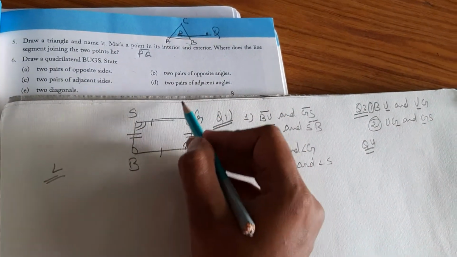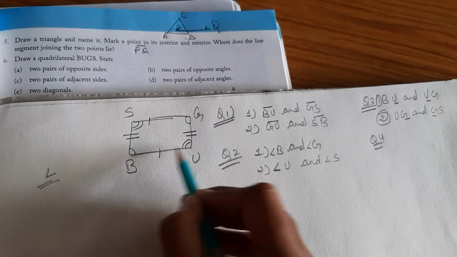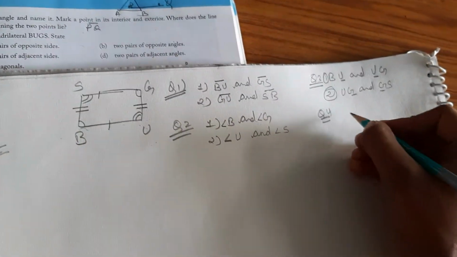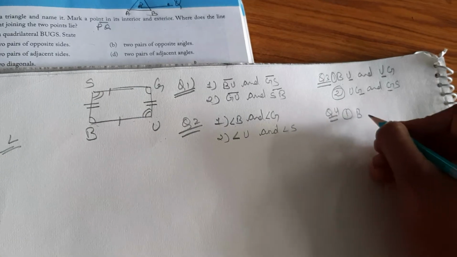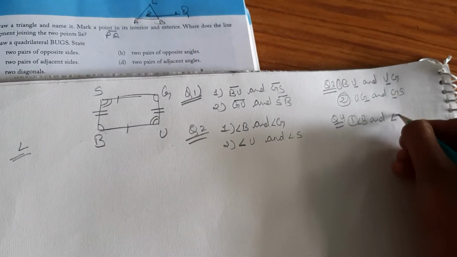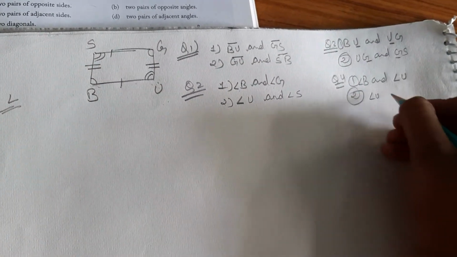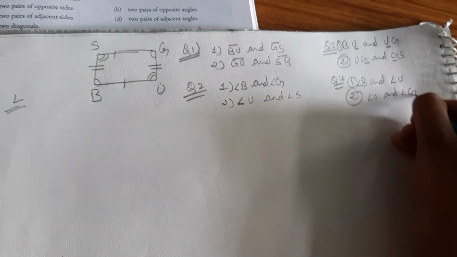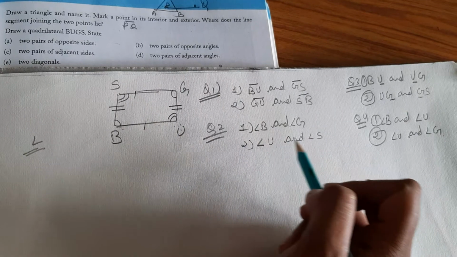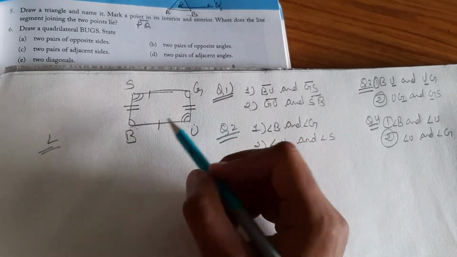Adjacent angles, two pairs of adjacent angles, I already told you. Adjacent angle and adjacent side. This is the side, and in between these two points, that is an adjacent angle. So the first pair in BU, angle B and angle U are adjacent angles. In UG, angle U and angle G are adjacent angles. Here it asks only two pairs, that's why I am giving the answer in two pairs. You can write another one, which I am not writing, if you want.